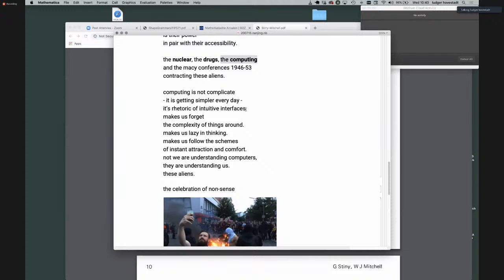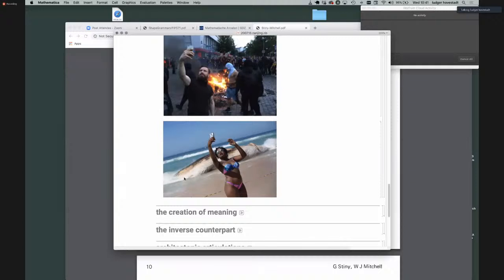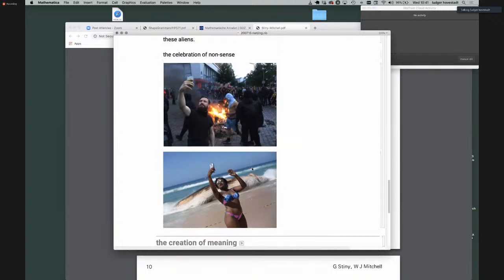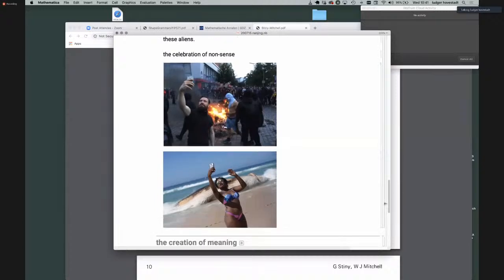Its rhetoric of intuitive interfaces makes us forget the complexity of things around, makes us lazy in thinking, makes us follow the schemes of instant attraction and comfort. Not we are understanding computers, computers understanding us, these aliens. So this is what we have now here, the celebration of nonsense. There is a kind of riot, and he's making a selfie of himself with the background of the riot. Or she in Brazil, there's this whale on the beach, and he makes this kind of selfie with that. So it's a celebration of this kind of nonsense we are doing, which is interesting in itself.